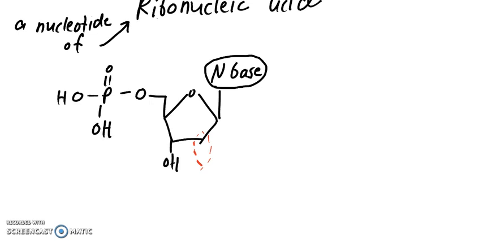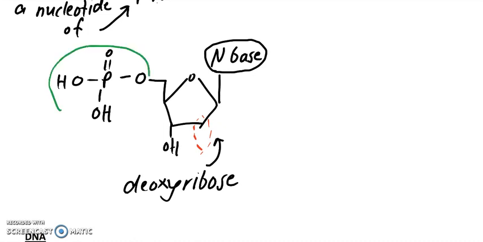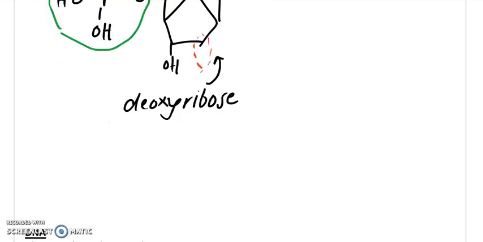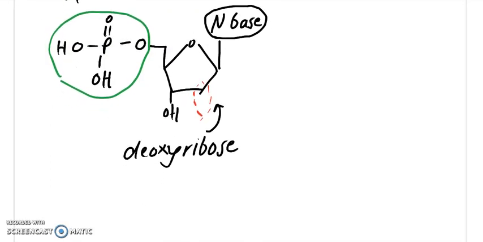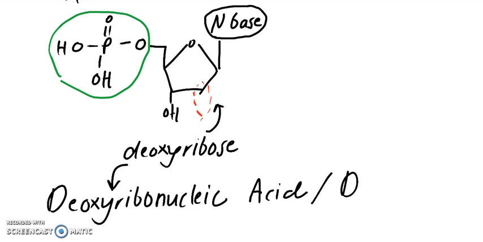Since we lost an oxygen, we call this deoxyribose. But everything else is still the same. You have your phosphate group, and you have your nitrogenous base up here. So now if you were to take these units and put them together, this new overall structure you'll create has this name, deoxyribonucleic acid, or abbreviated to DNA.